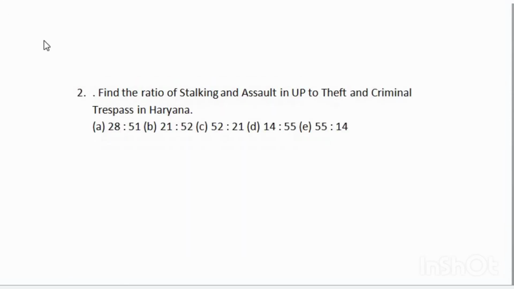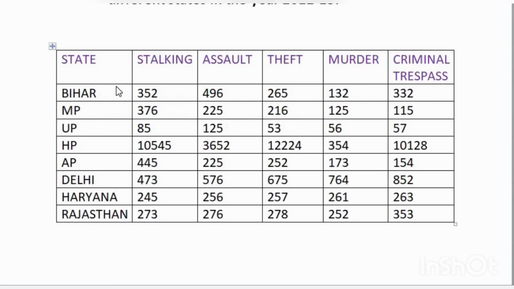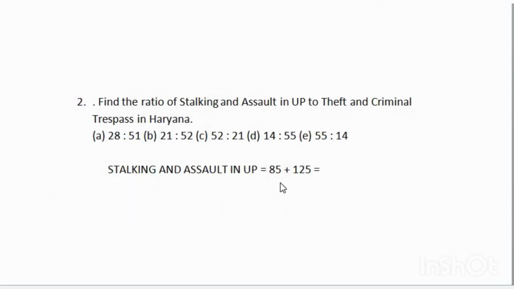Okay. Second question, find the ratio of stalking and assault in UP to theft and criminal trespass in Haryana. So in Uttar Pradesh, stalking and assault numbers are 85 and 125. So when we add 85 and 125, it is 5 plus 5, 10, remainder 1. Then 8 plus 2, 10 plus 1, 11, remainder 1, 1 plus 1, it is 2. So the answer is 210.